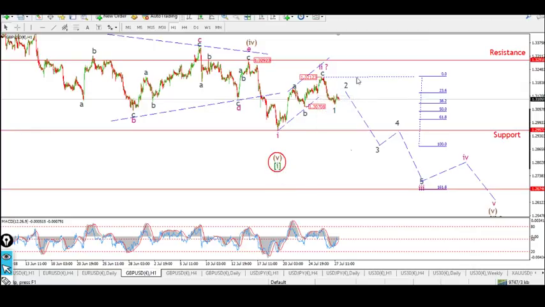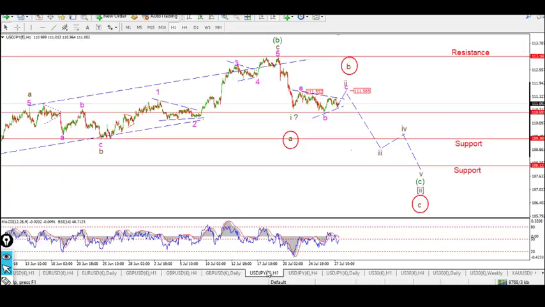So for early next week, we want to see that 132.12 hold, and we want to see a further breakdown, a corrective lower high maybe on Monday below 132.12, and a breakdown below support to offer confidence to this short-term count.